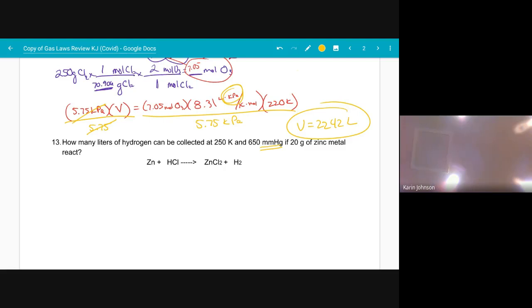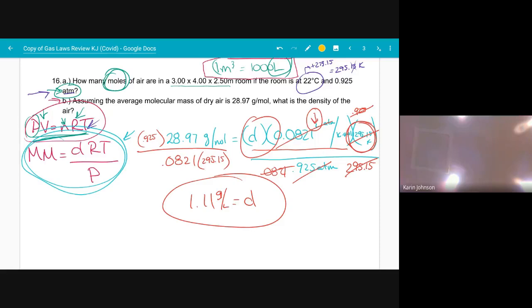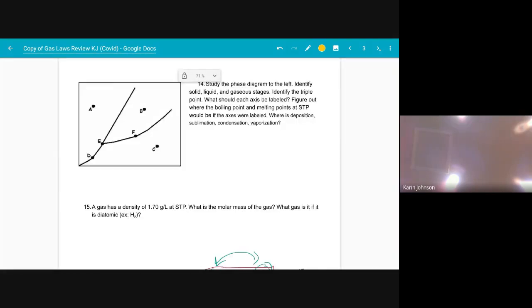And then if we go over to, oh, this is the last thing, and then we'll be done, you guys. I'm sorry this is taking so long. Study the phase diagram to the left, identify solid, liquid, and gaseous stages. So solid is here, liquid is here, and gas is here. If you're not remembering this, then go to the phase, I think it was called heat and phase diagram screencast, something like that.